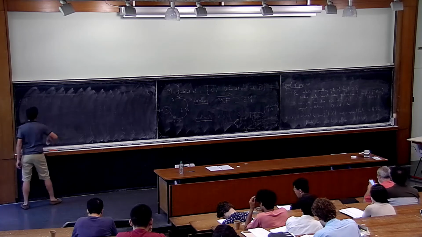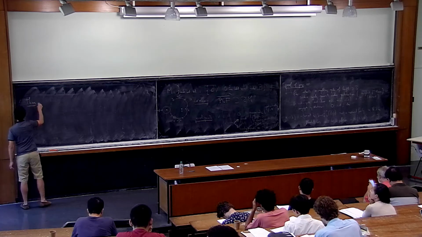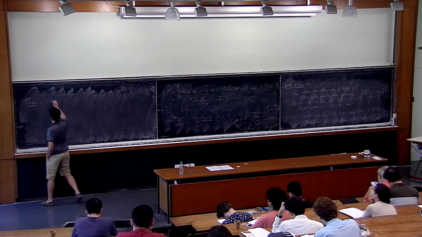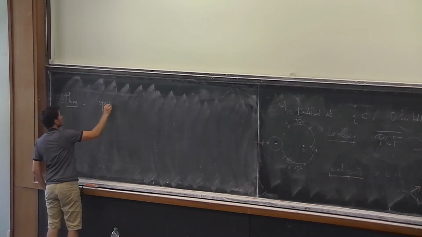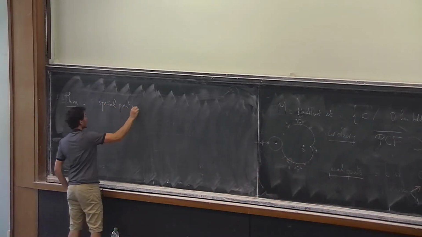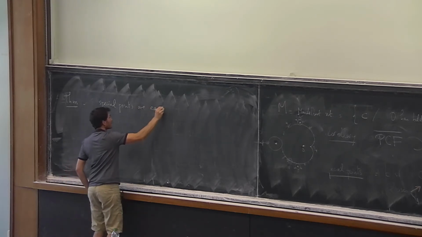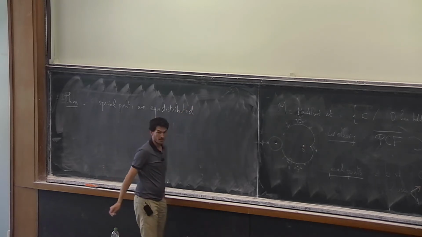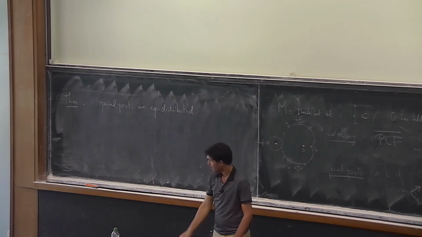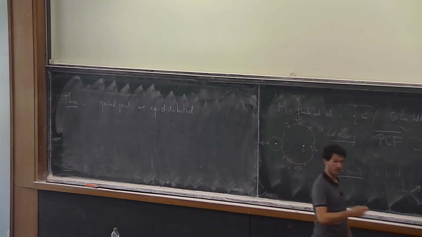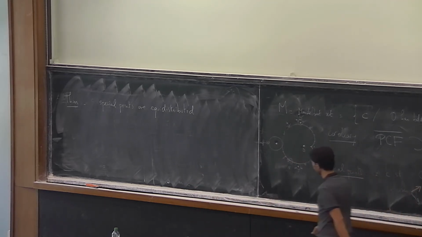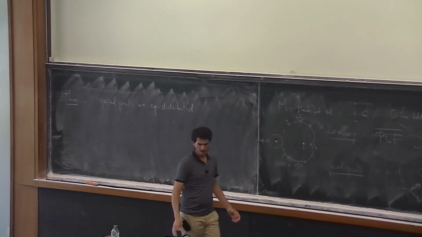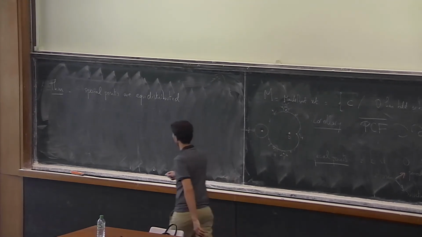So let me state a theorem. In a nutshell, special points are equidistributed. And I will be more precise in a moment on what I mean by equidistributed, and equidistributed to which measure. And actually, you can choose again either the orange or whatever. Let us be more precise here.